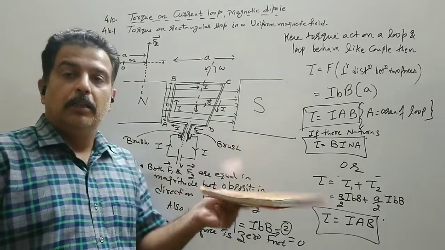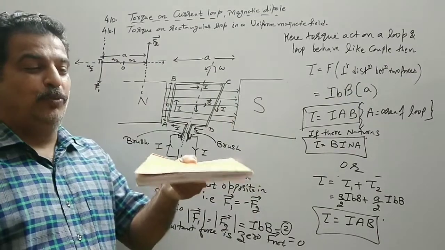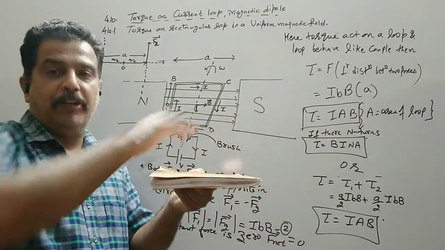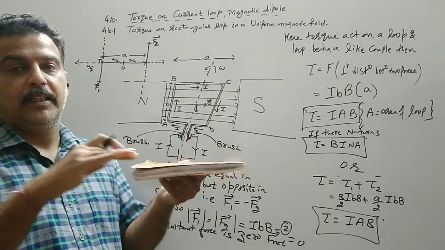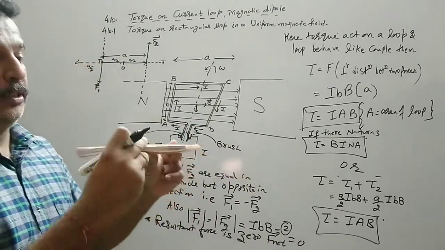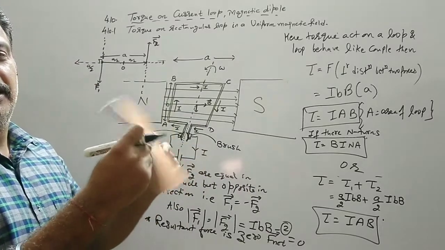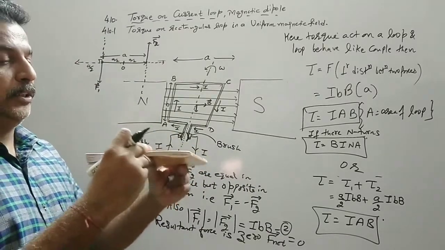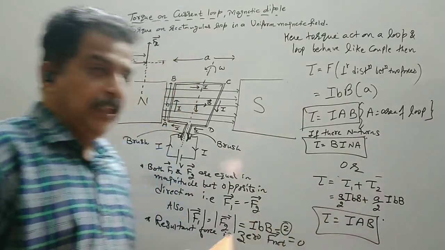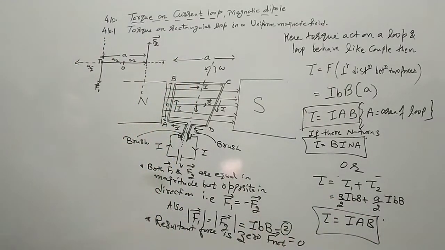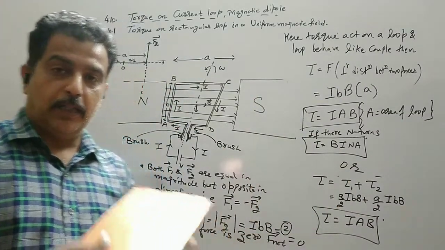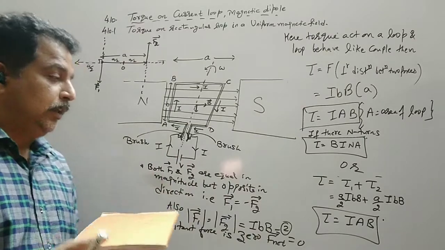This is when the loop is assumed to be parallel to the magnetic field, so the surface is parallel to the magnetic field. So torque will act, and now it will start its rotation. So here, what will be the direction of the area vector? If I want to find the direction of the area vector, again I can make use of the right hand rule.